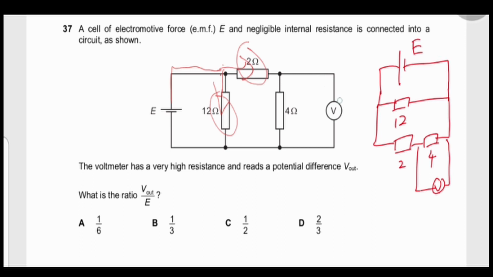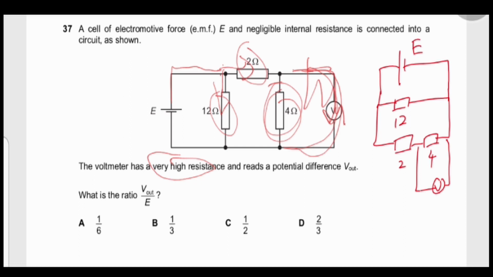Now the voltmeter is just to measure the PD across the 4 ohm. Now if it is a high resistance voltmeter, which this is, we assume there will be no current here. So therefore this is not in parallel, right? So there's no splitting. We just assume that we're just measuring across the 4 ohm resistor.